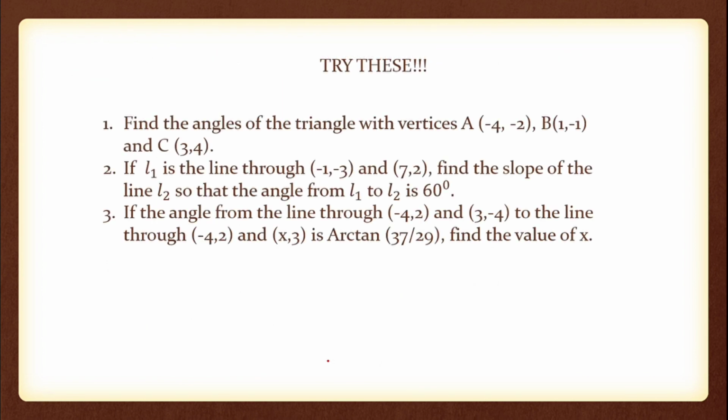So we have here, try this at home. We have three problems. Find the angles of the triangle with the vertices A (-4, -2), B (1, -1), and C (3, 4). If L1 is the line through (-1, -3) and (7, 2), find the slope of the line so that the angle from line 1 to line 2 is 60 degrees. If the angle from the line through (-4, 2) and (3, -4) to the line through (-4, 2) and (x, 3) is arctan 37 over 29, find the value of x.